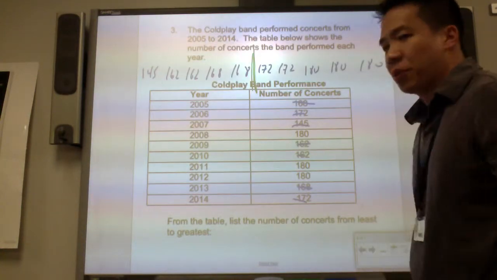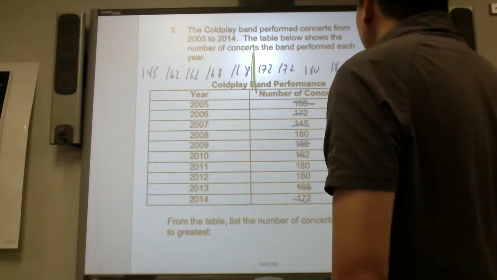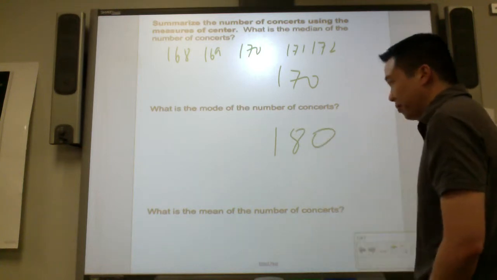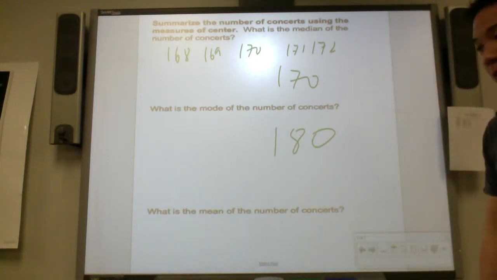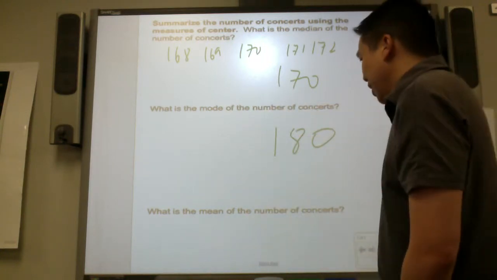Mode. Which number occurs most often, repeated the most? 180 repeated 3 times, unlike any other number. So again, these are all measures of center because they're all pretty much around each other.